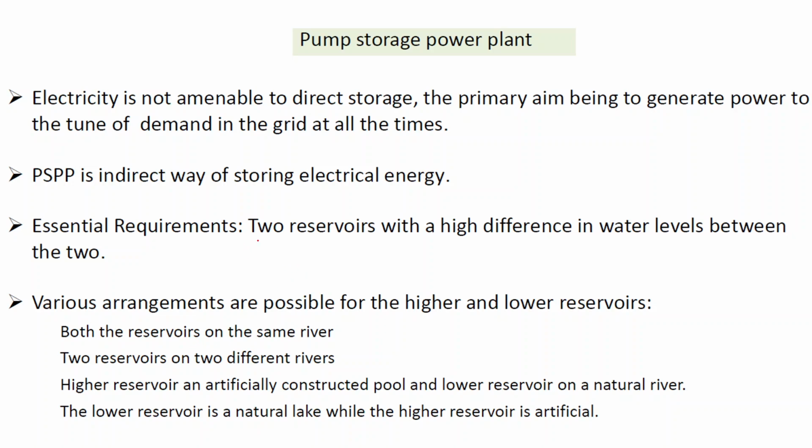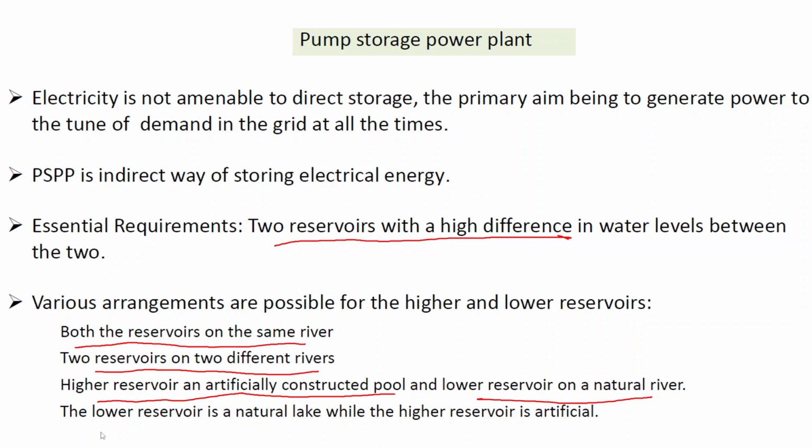The essential requirement of this pump storage power plant is two reservoirs with a high difference in water level between the two. It is possible that both reservoirs may be on the same river, or the two reservoirs may be on two different rivers, or the higher reservoir may be an artificially constructed pool with the lower reservoir on a natural river, or the lower reservoir may be a natural lake while the higher reservoir is artificial. So any of these four arrangements can be possible for a pump storage power plant.